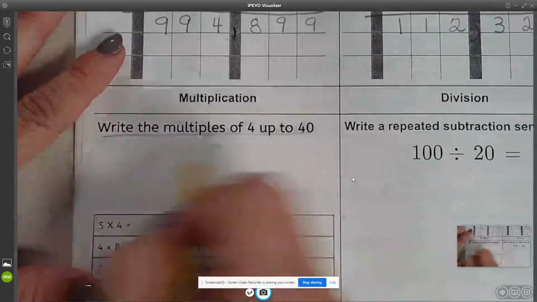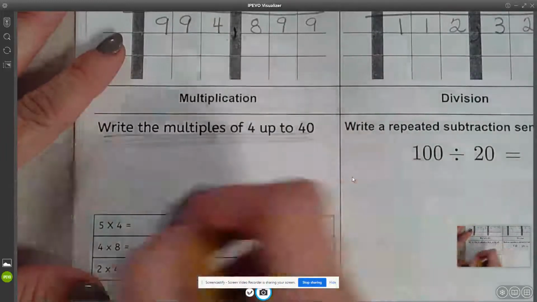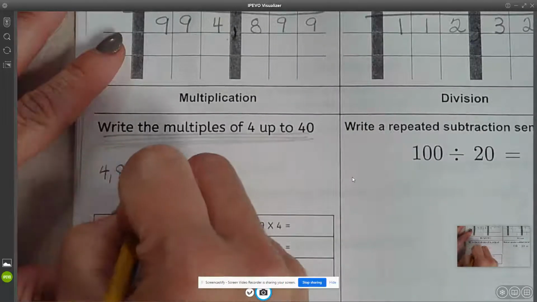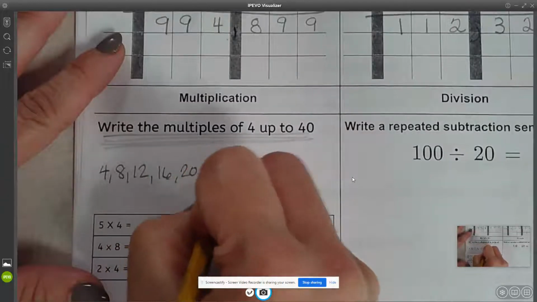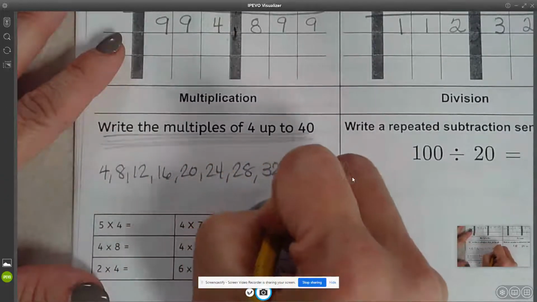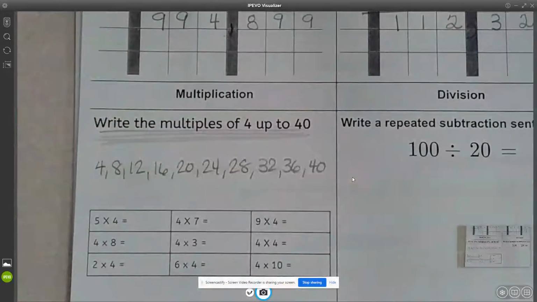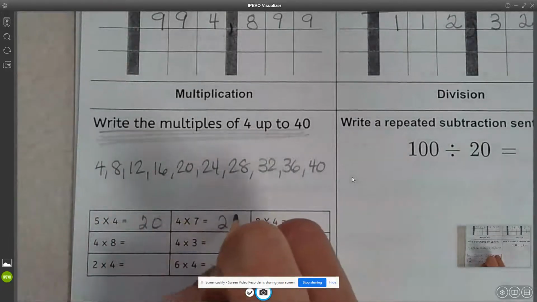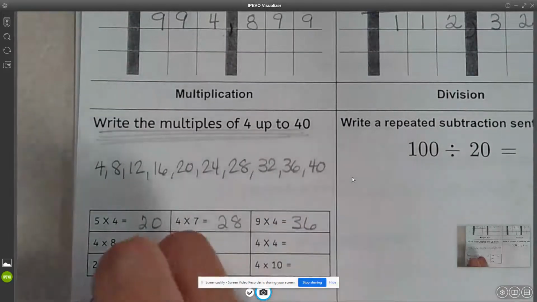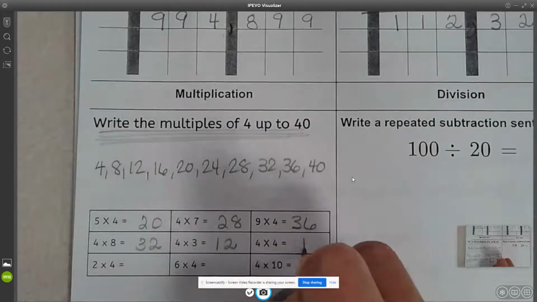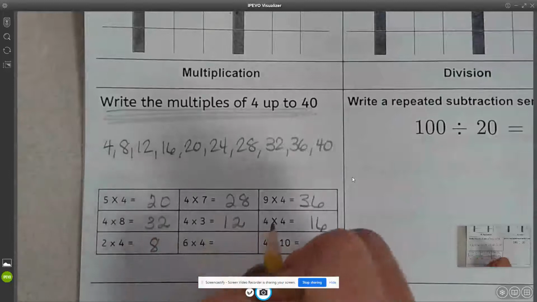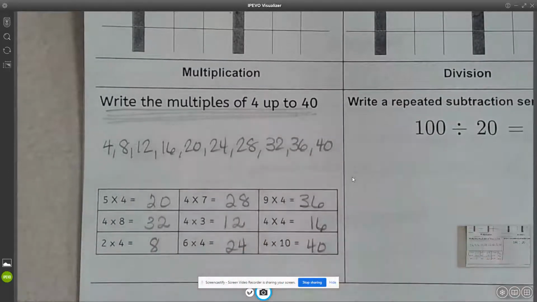All right, right here, once again, I'm having people forgetting to do this. This is very important. So 4, 8, 12, 16, 20, 24, 28, 32, 36, 40. And if you can't remember it, there's a song in your Math Google Classroom under the multiples. You can listen to those. 5 times 4 is 20. 4 times 7 is 28. 9 times 4 is 36. 4 times 8 is 32. 4 times 3 is 12. 4 times 4 is 16. 2 times 4 is 8. 6 times 4 is 24. And 4 times 10 is 40.